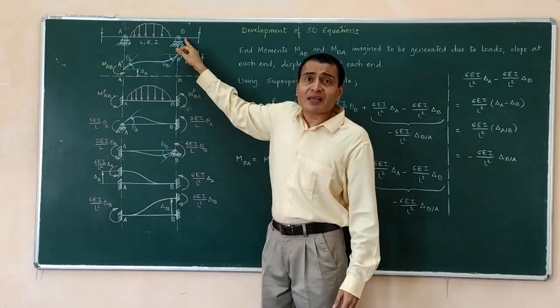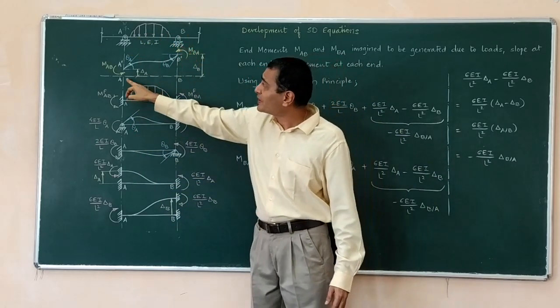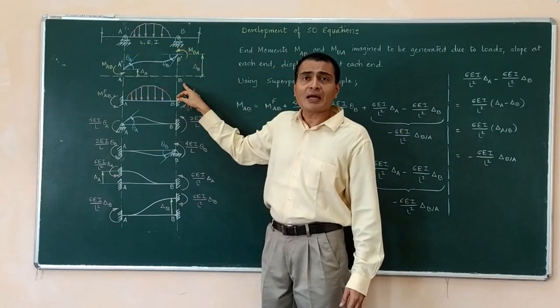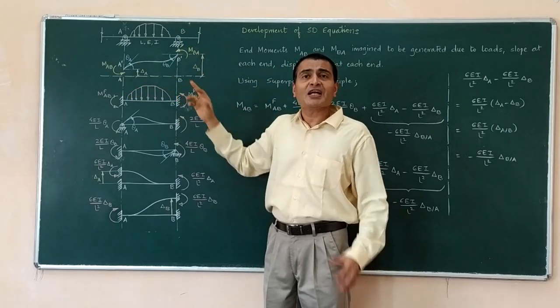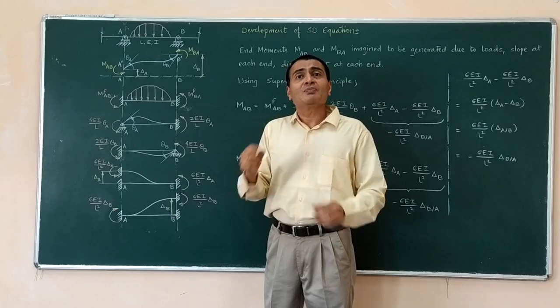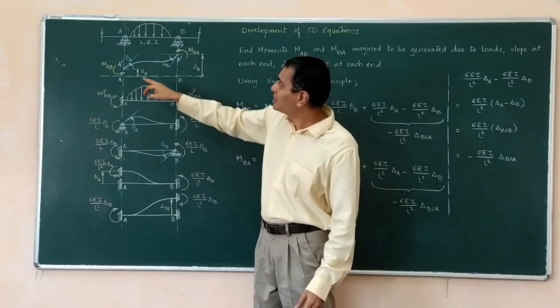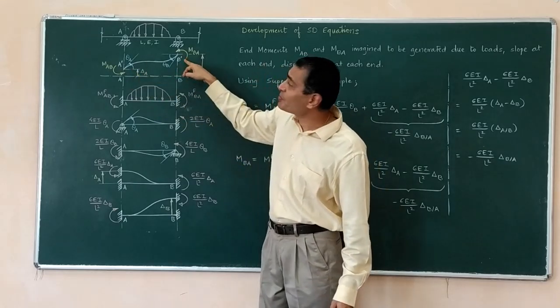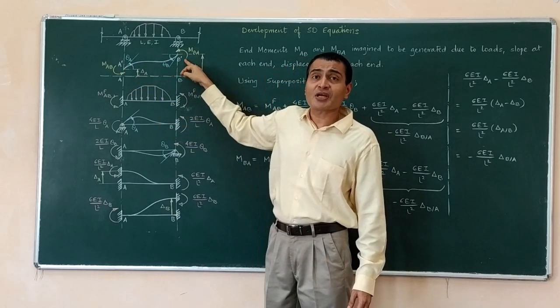A to B span, same as I have shown here, A to B. And then I am imagining that because of loading, AB becomes A prime, B prime. This is my A prime, this is my B prime. I will explain this diagram.